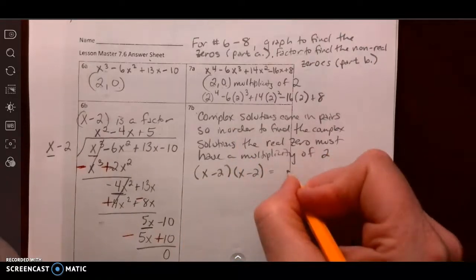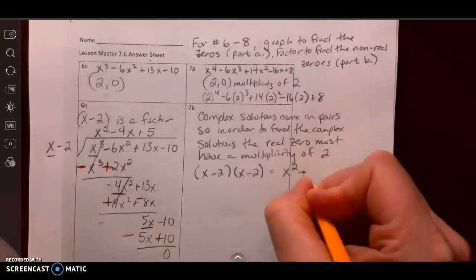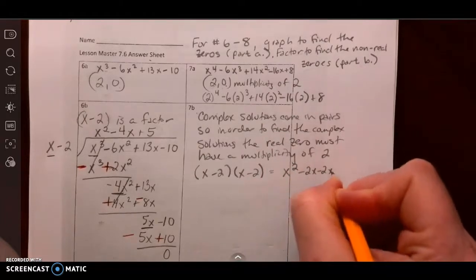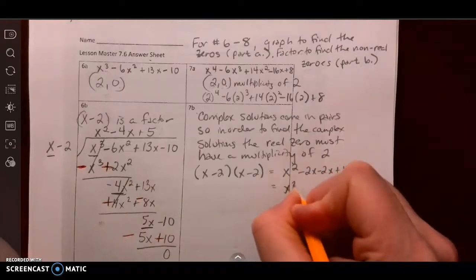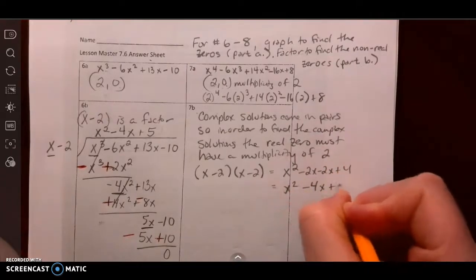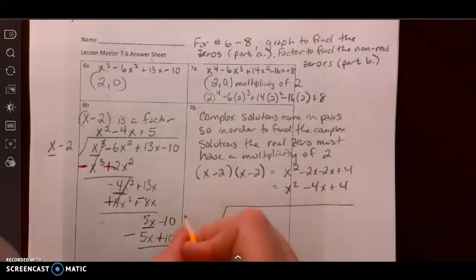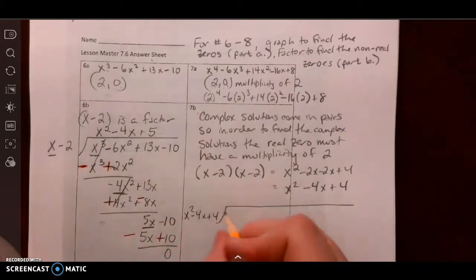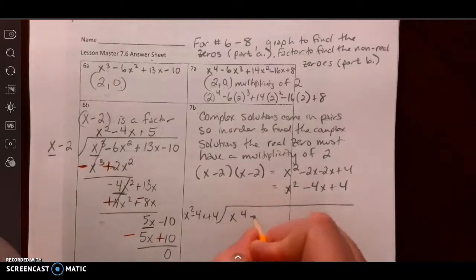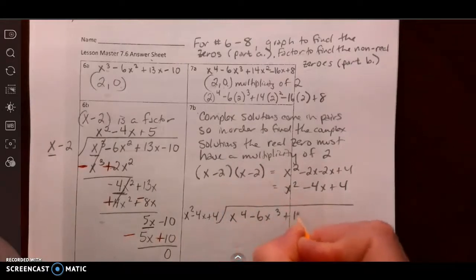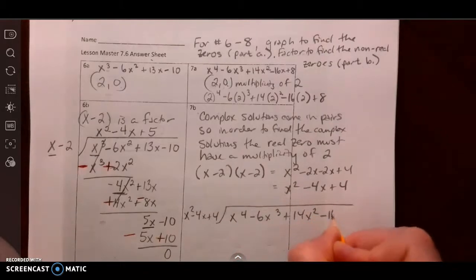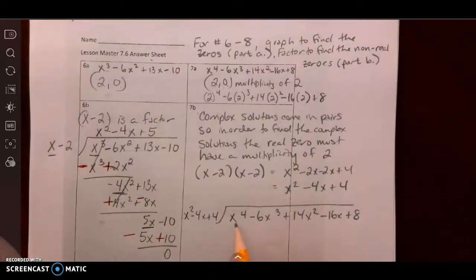And this gives us, when I FOIL this, x squared minus 2x minus 2x plus 4. So this gives me x squared minus 4x plus 4. So when I go to divide, that's what I'm going to divide by. And that is going to get divided into x to the 4th minus 6x cubed plus 14x squared minus 16x plus 8. I have no placeholders that I need to put in, so I focus on the first.